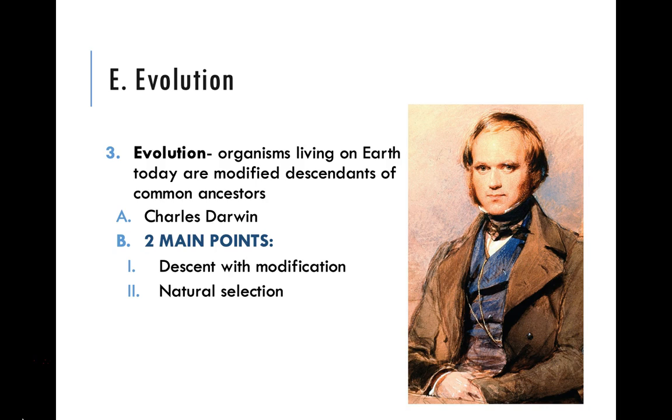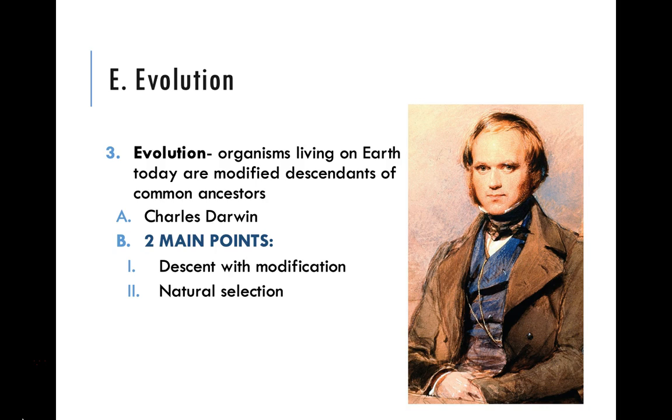And the first one to publish this idea and amass a large amount of data on this was Charles Darwin. So Charles Darwin spent a lot of time in the mid to late 1800s observing natural populations and amassing evidence for this theory of evolution. And his two main points were descent with modification and natural selection. So descent with modification is basically that definition of evolution that we just talked about.